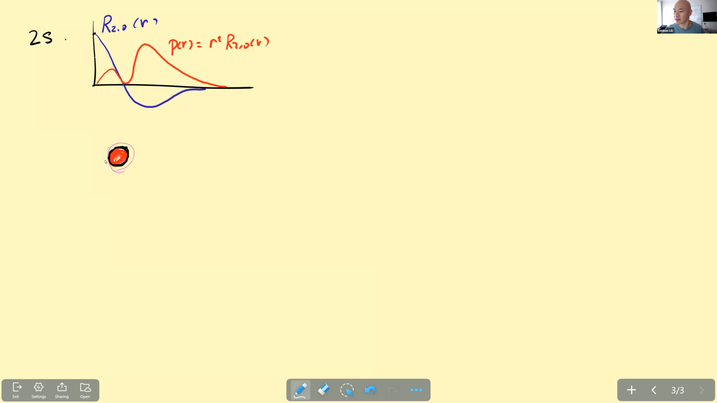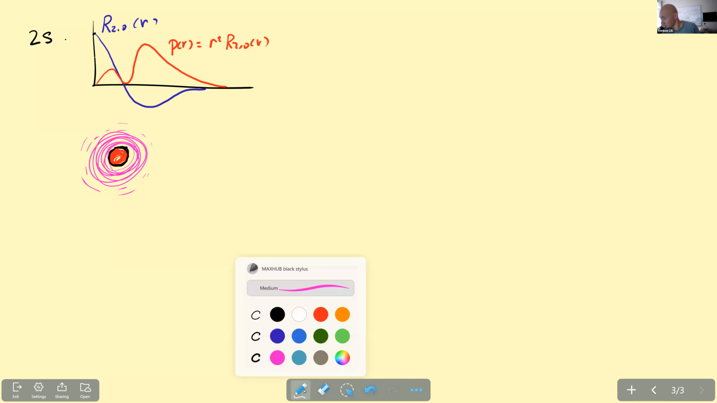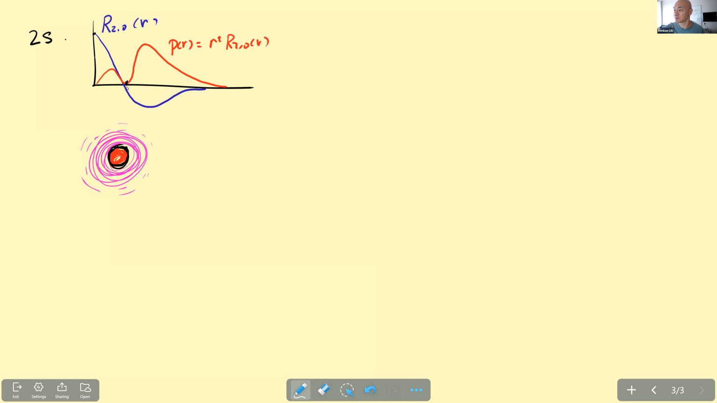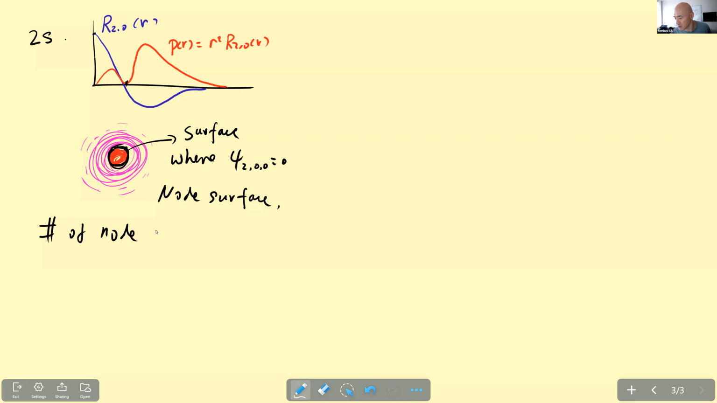And the outside, okay, right? So the point is that this is the surface corresponding to this one. So this is the surface, where the wave function equals to 0, right? So we call this one the node surface. Okay. So the number of node surfaces equals to what? Equals to 1, right? So you can go back to the 1s state.